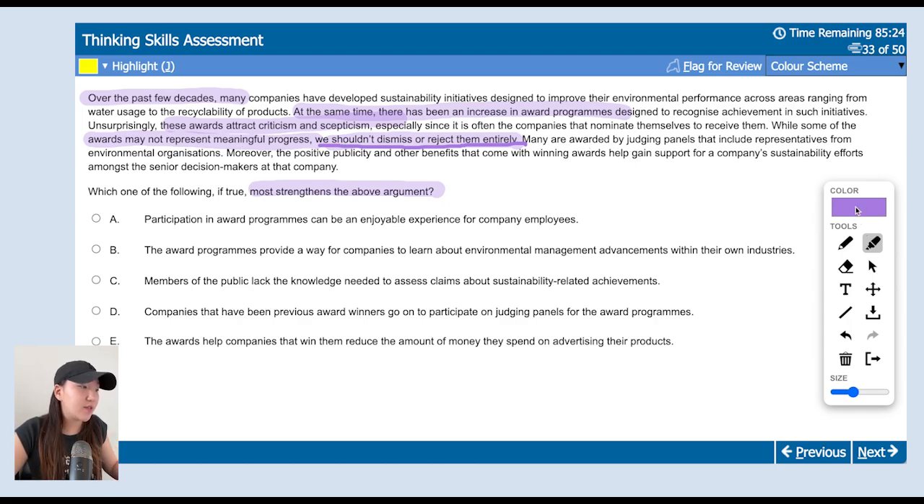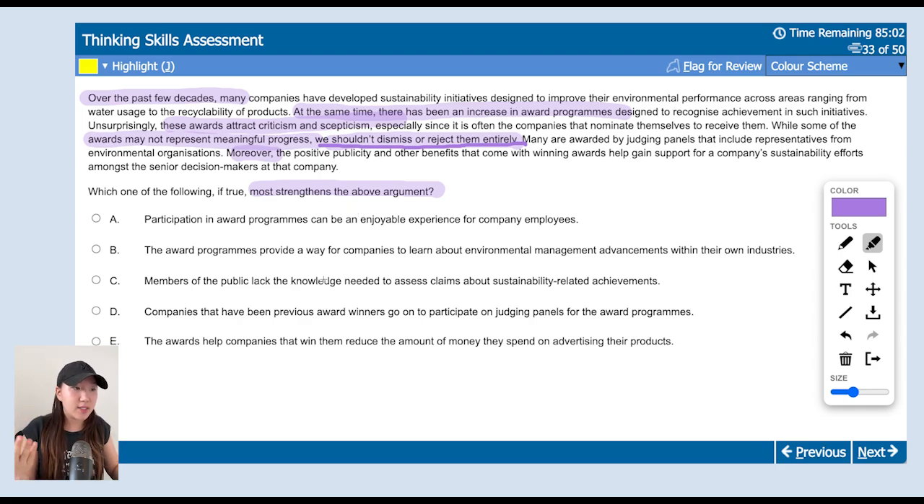Why is that? The rest of this passage will tell us. So it will say that many are awarded by judging panels that include representatives from environmental organizations. Moreover, it just gives more points as to why this is actually a good thing that we've got these awards shows, and it's to do with helping to gain support for sustainability efforts, and it brings it up to the senior decision makers at a company. So we get the whole gist of it.